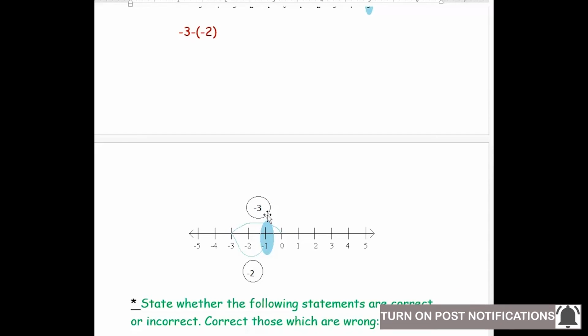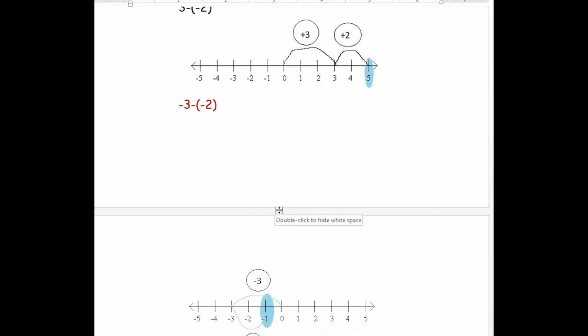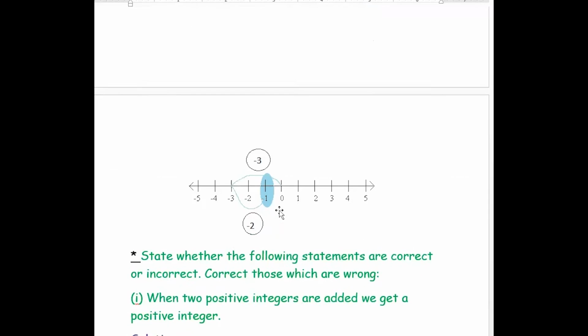So when it is positive, adding a positive integer, move towards right. Adding a negative integer, move towards left. Subtracting a positive integer, move towards left. Subtracting a negative integer, move towards right.